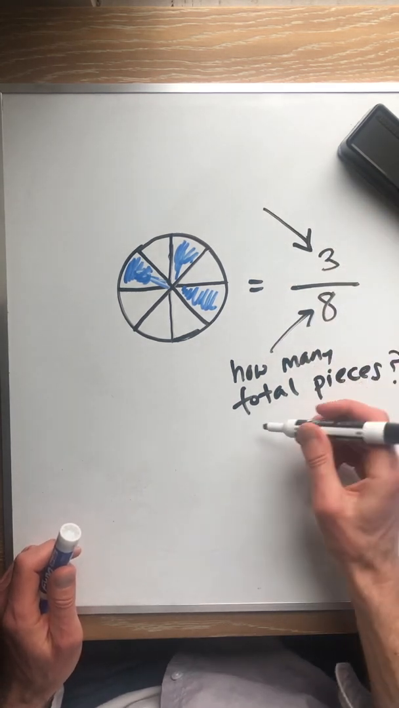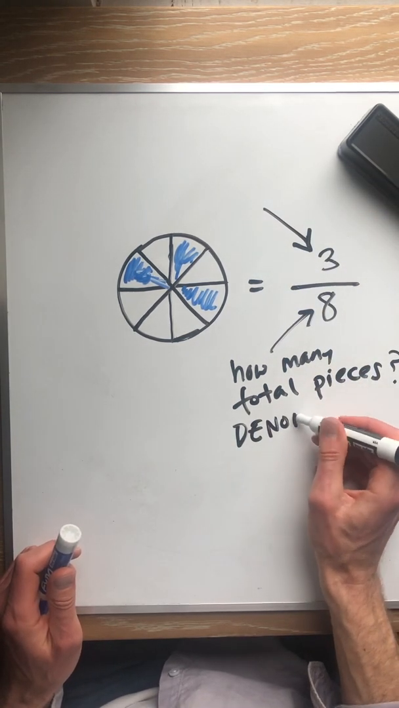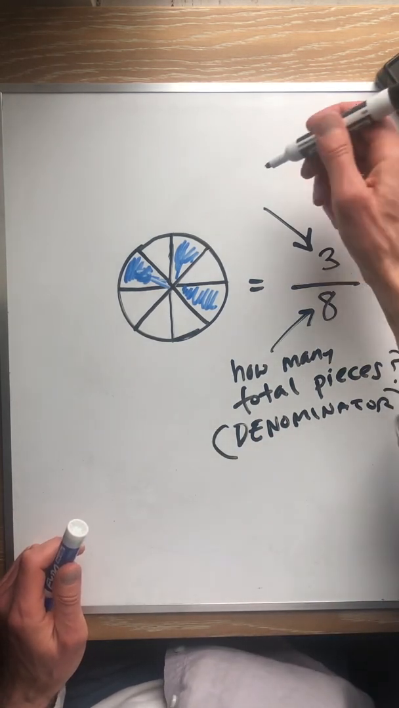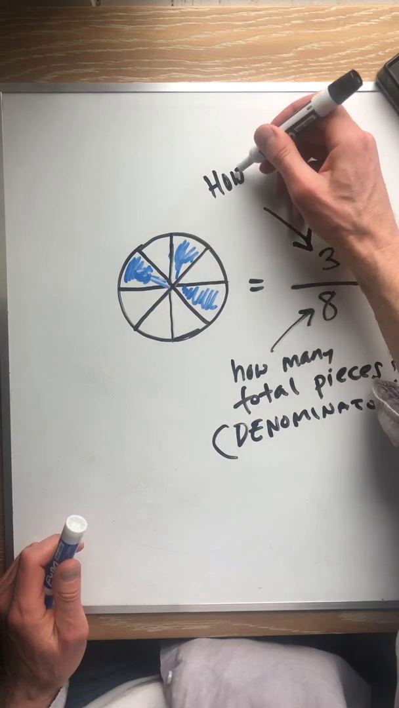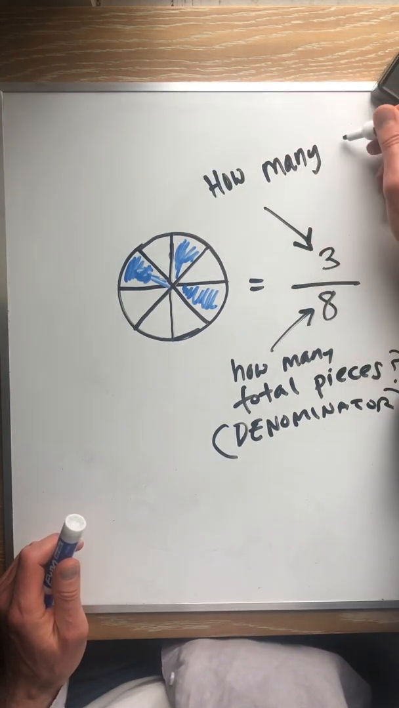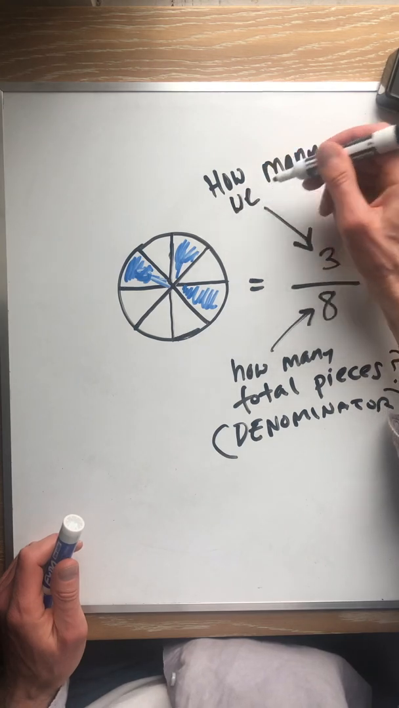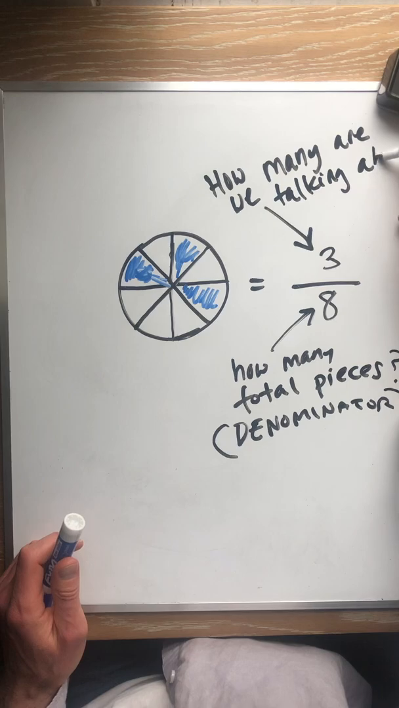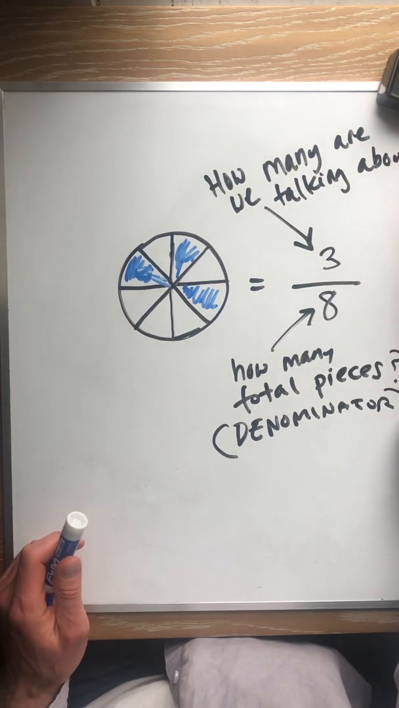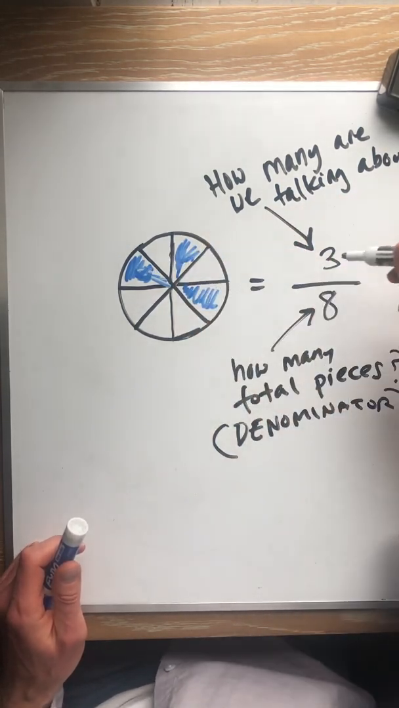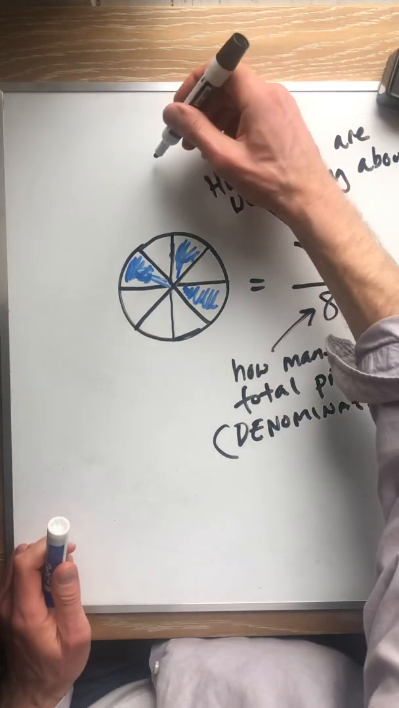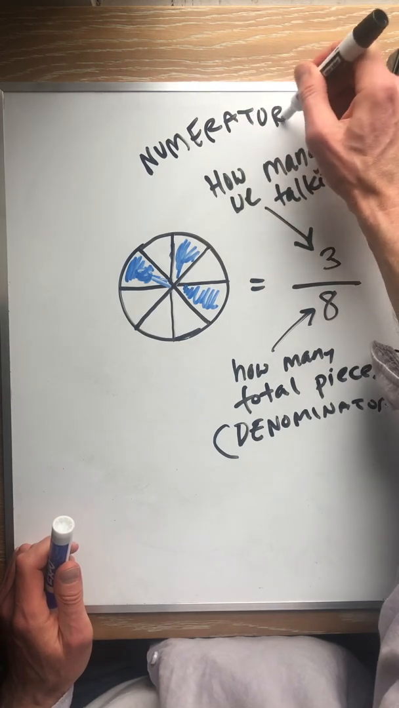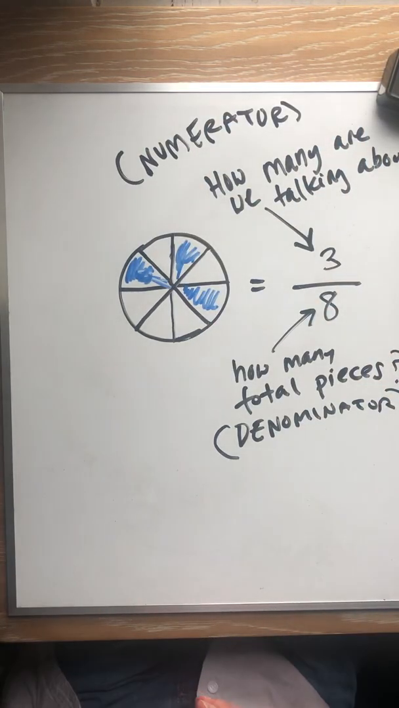That's the denominator. The numerator is how many are we talking about? In this case, how many are shaded? How many are we talking about? Because we know it's been cut into 8 pieces, but how many are we talking about? Oh, we're just talking about the shaded ones. Oh, that's 1, 2, 3. 3. And that's called the numerator. Kind of funny names. Numerator, denominator.